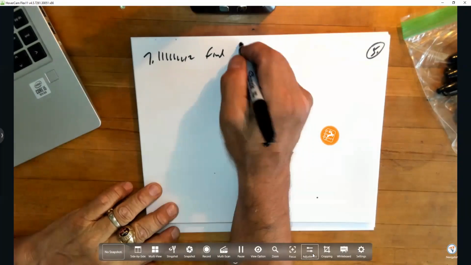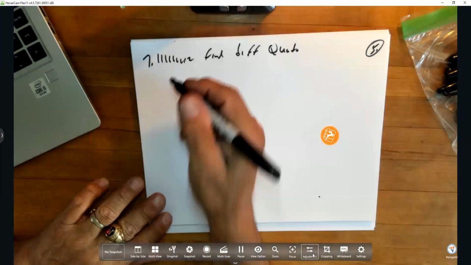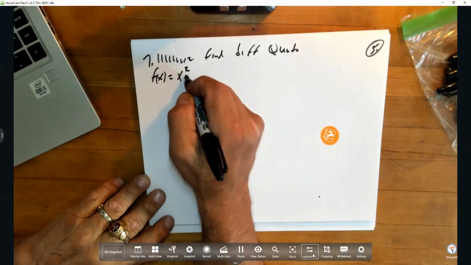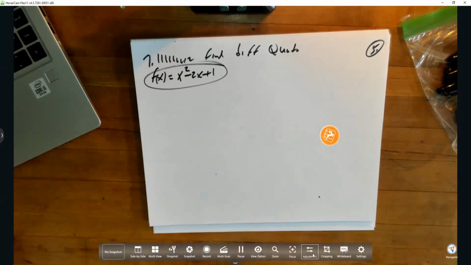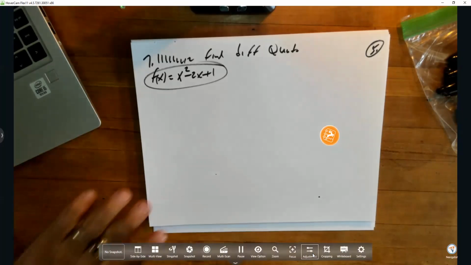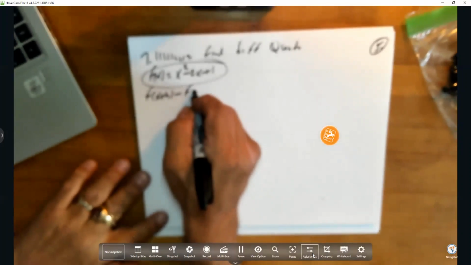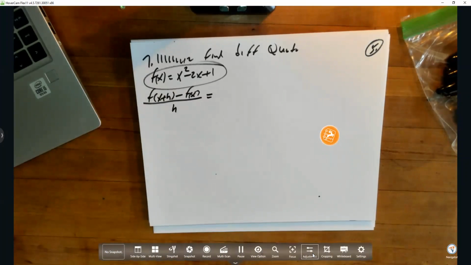It says find the difference quotient. And we're going to have f of x is x squared minus 2x plus 1. I'm going to use 2 and 1 this time, single digits. All right, so there's the problem. In the formula, same thing again: f of x plus h minus f of x, over h. There's the difference quotient formula.